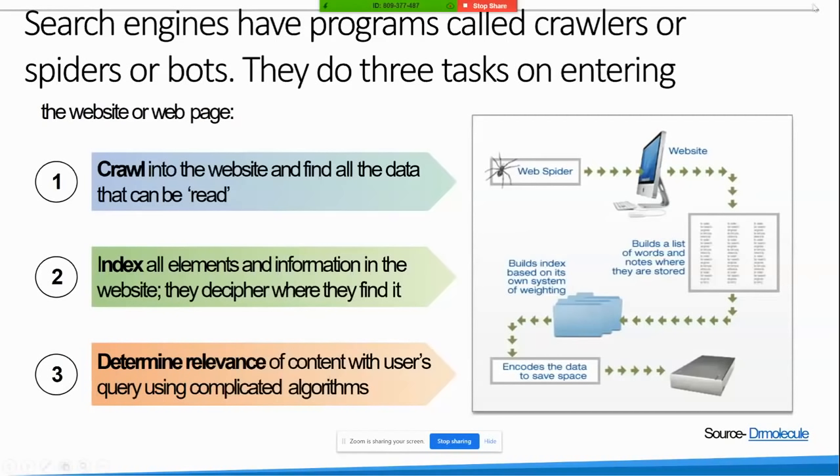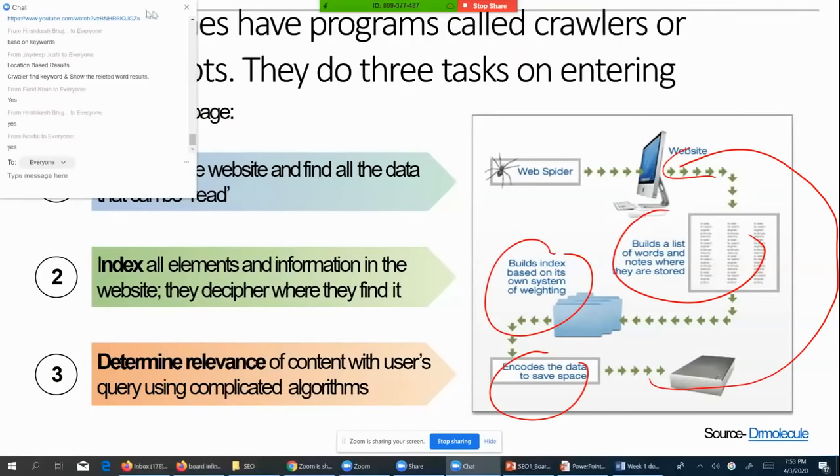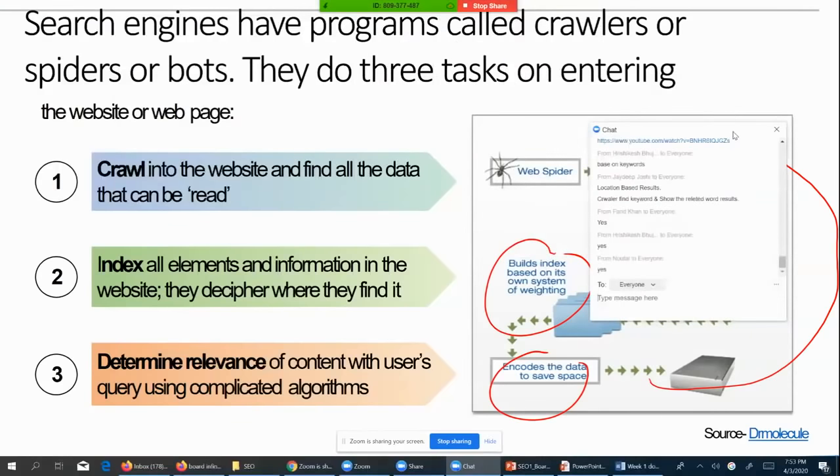They index all the elements. See, they build a list of words and nodes where they are stored. They build an index on that, encode the data, and this is how the website is served from its encoding based on the relevance. Clear of how the crawlers crawl the website? This is what happens in the backend, and there would be a million websites. How do they decide which sites will come first? Based on some 200 odd factors, which we'll see now, your site will get a page rank, and this page rank will determine if you are coming on the first page or second page.